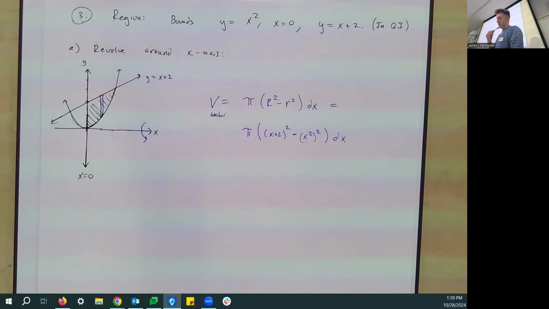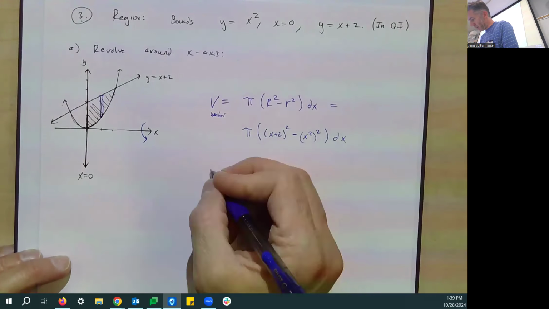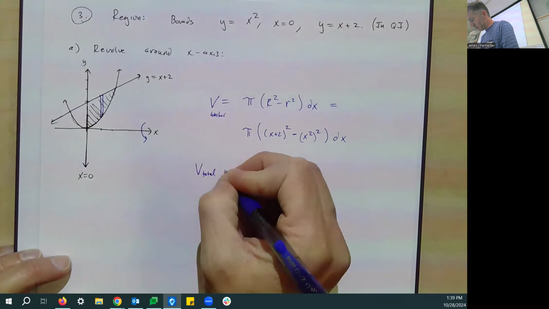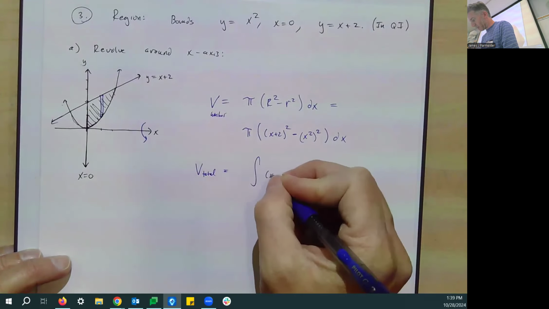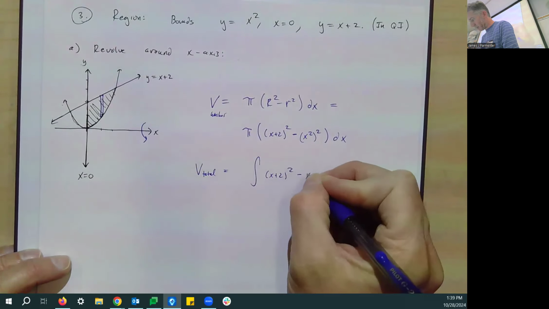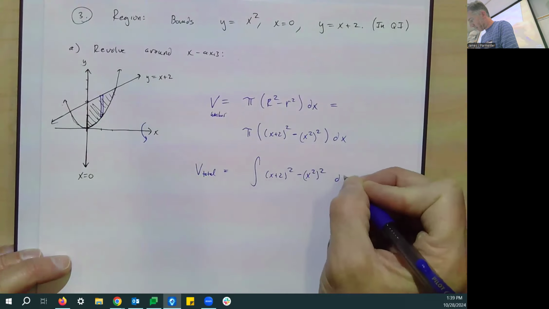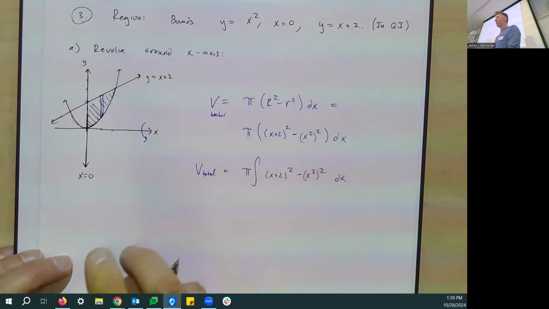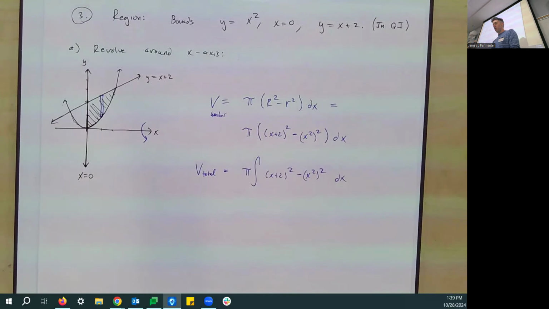So then the total volume is going to be the integral of (x plus 2) squared minus (x squared) squared. And then we put the pi out in front. And then we should have probably thought about the limits of integration earlier.